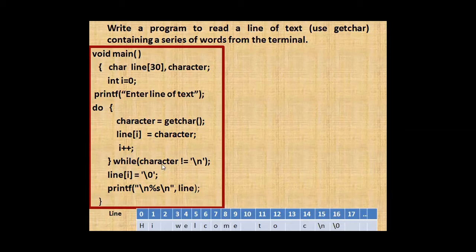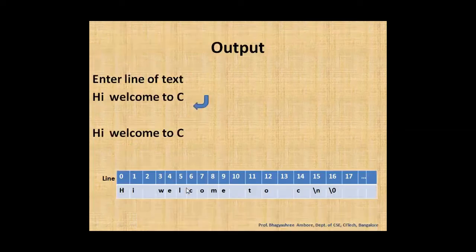Now I'm checking while character, that is \n, is not equal to \n. The condition fails because both are the same. So it comes out. Line of i, which was marking 16, will be marked with the null character, and it prints that line. So that's why we are getting this output here.